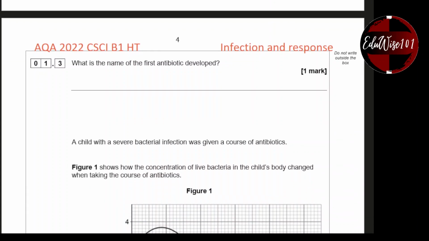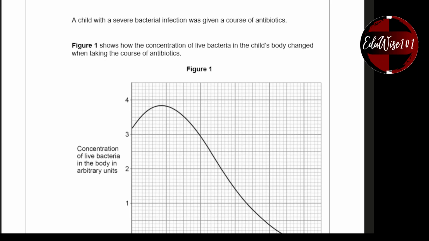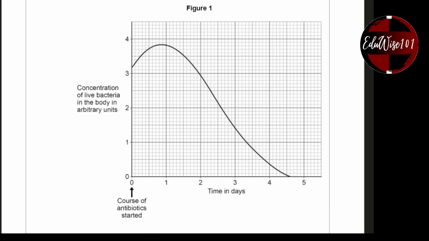Question 1.3. What is the name of the first antibiotic developed? That would be penicillin. A child with a severe bacterial infection was given a course of antibiotics. Figure 1 shows how the concentration of live bacteria in the child's body changed when taking the course of antibiotics. So the course of antibiotics is given at 0. The concentration of live bacteria goes from 3.1 to about 3.8, and then decreases nearly after a day.